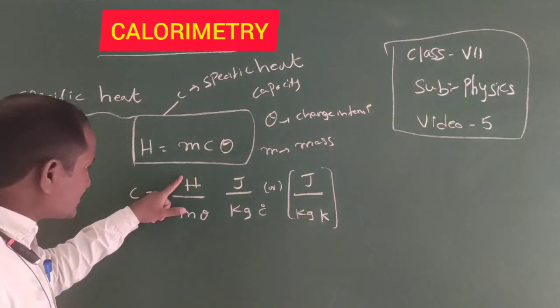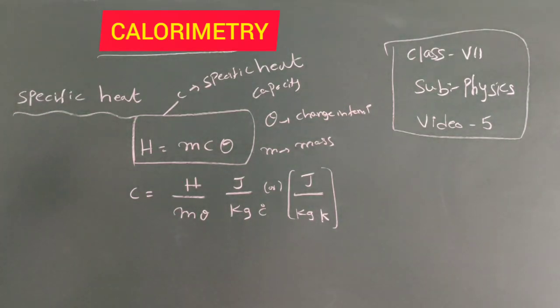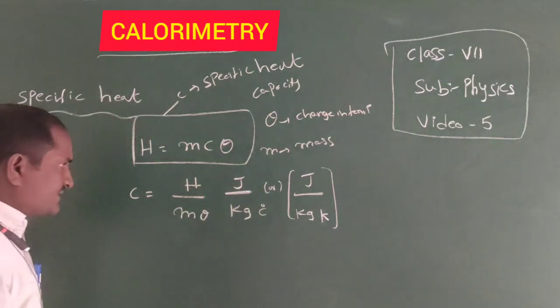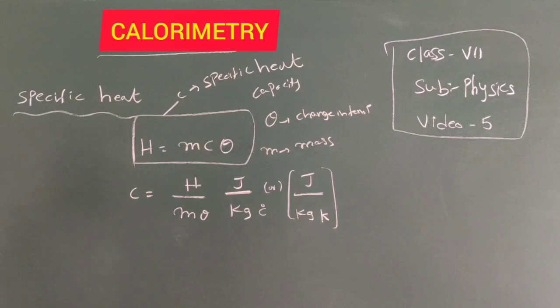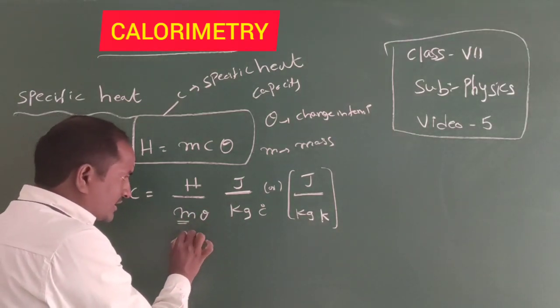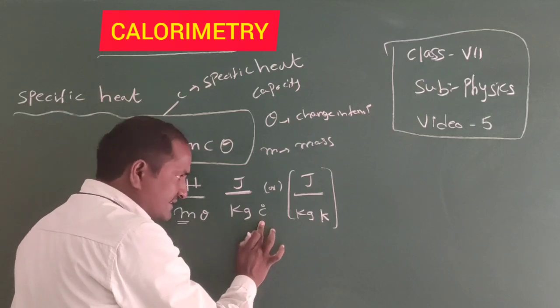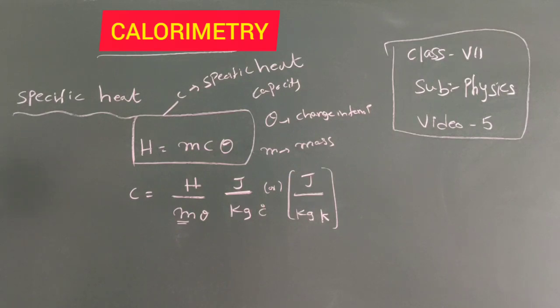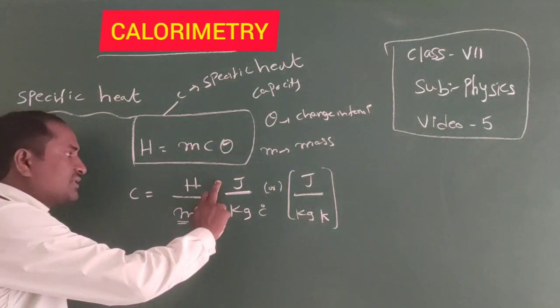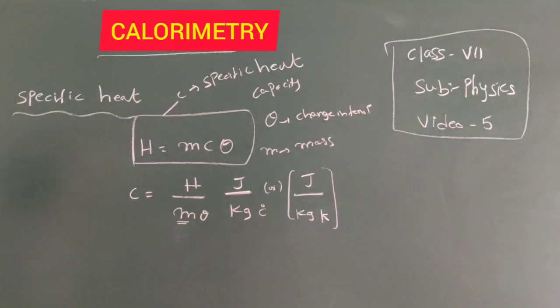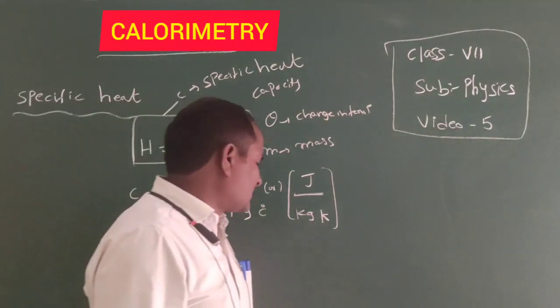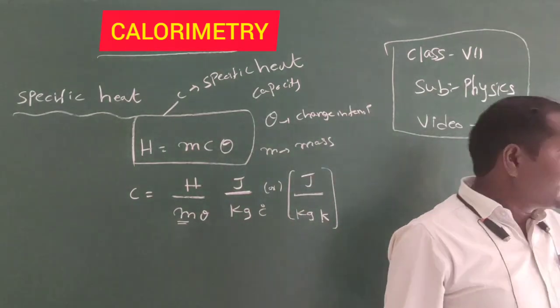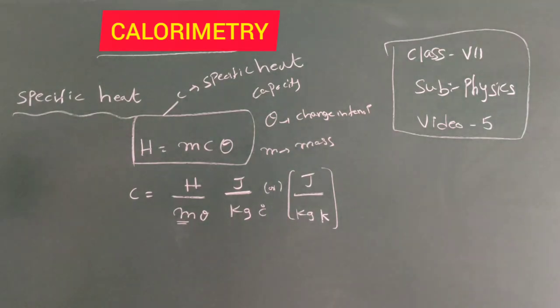From this equation, we can write the C value: C equals heat energy divided by mass into change in temperature. Heat energy is measured in joules, mass in kilogram, and temperature in degree Celsius or Kelvin. A rise in temperature of 1 K equals a rise of 1 degree Celsius, both are equal. So the SI unit of specific heat capacity is joule per kg degree Celsius or joule per kg Kelvin.